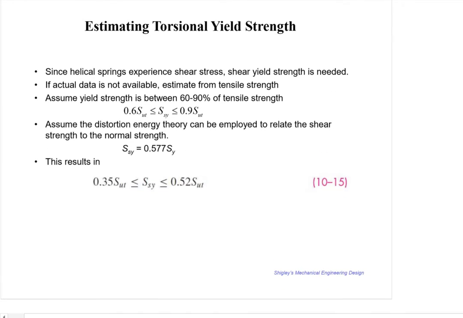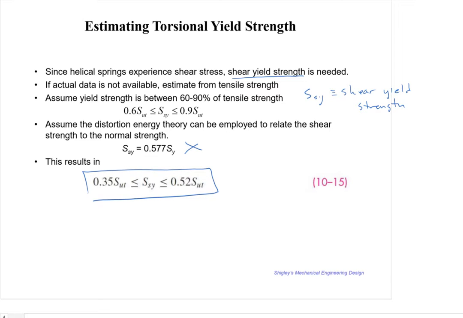Let me back up here. We got shear yield strength is going to be needed. So that's what S sub SY is. S sub SY is the shear yield strength. They're giving a couple of conflicting things here. You can kind of ignore this. Sorry.